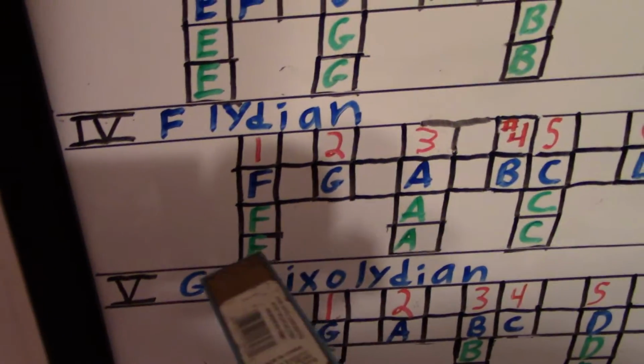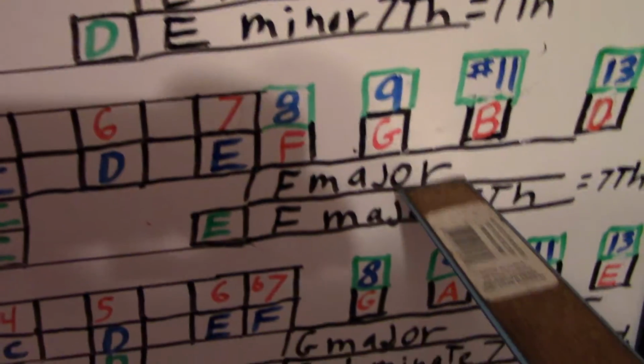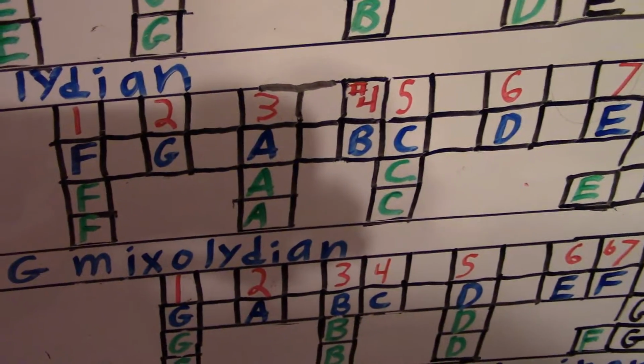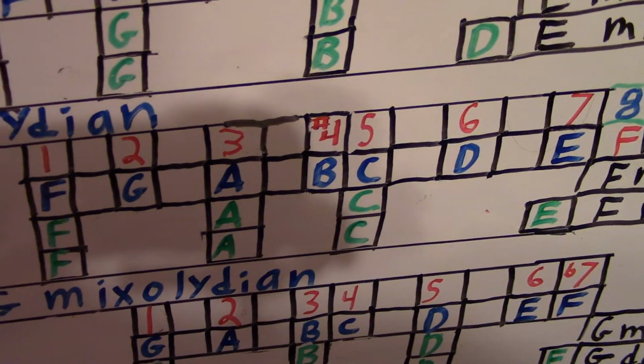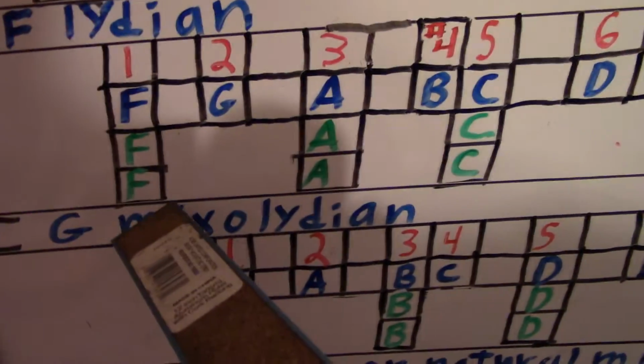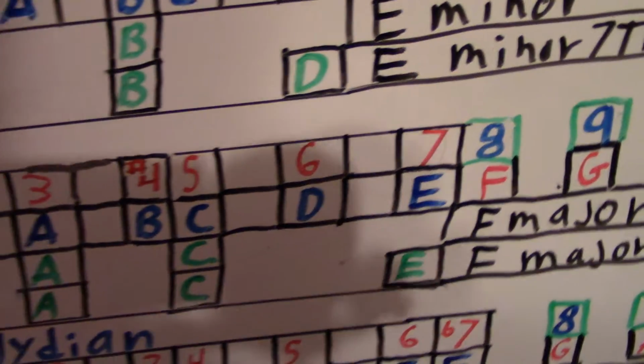Now it's a major mode. Why is that? Root, third, and fifth. So F, A, C. That's the major on the Lydian. If you were to go to F major 7th on the Lydian, you would have the root, third, fifth, and 7th, which is F, A, C, E.